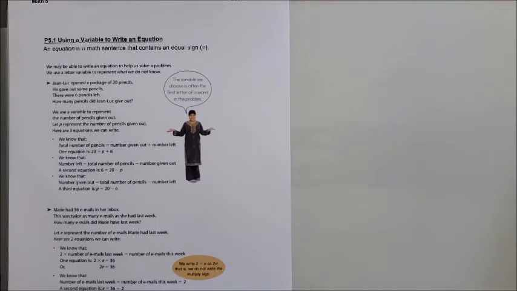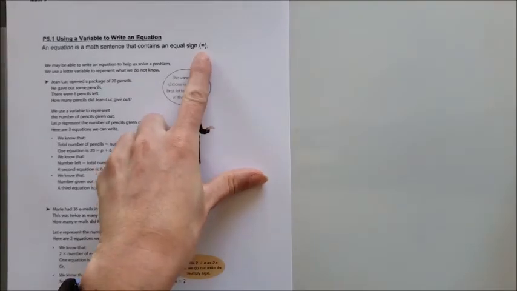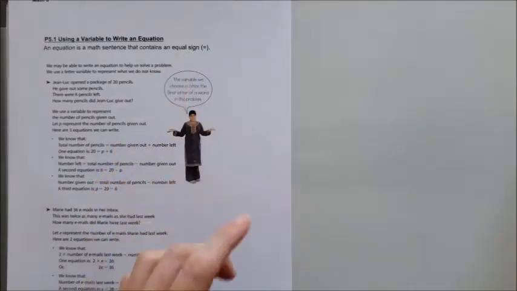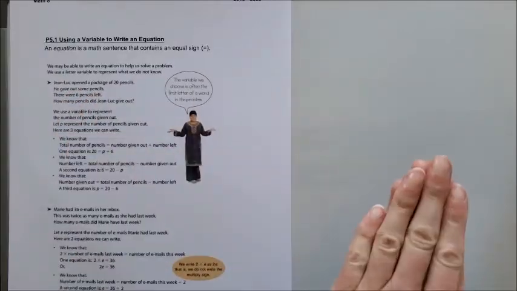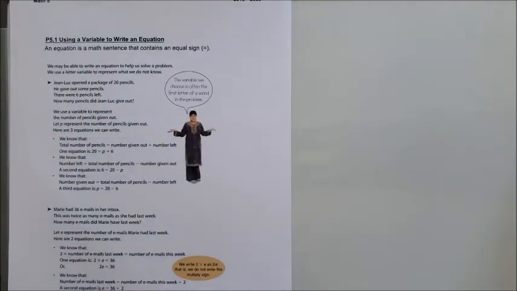We are going to be using a variable to write an equation. So the first thing I want to talk about in this section is what is an equation. An equation is a math sentence that contains an equal sign, or the two parallel bars. So we have something on the left-hand side of that and something on the right-hand side. We may be able to write an equation to help us solve a problem.